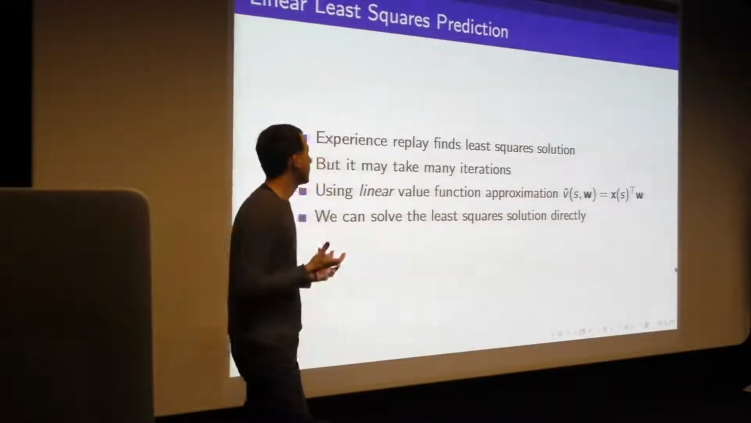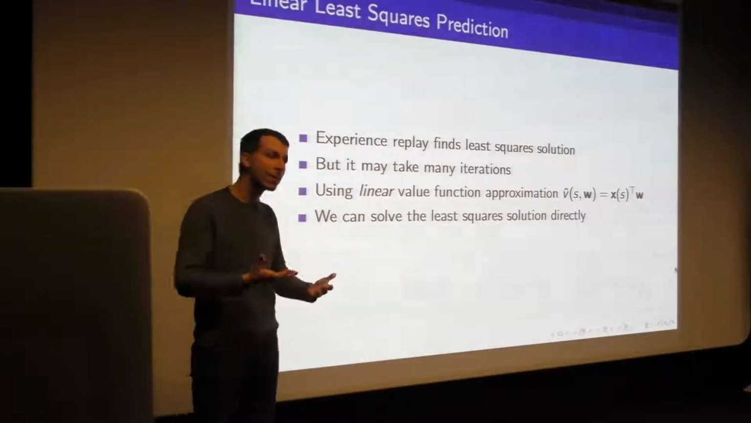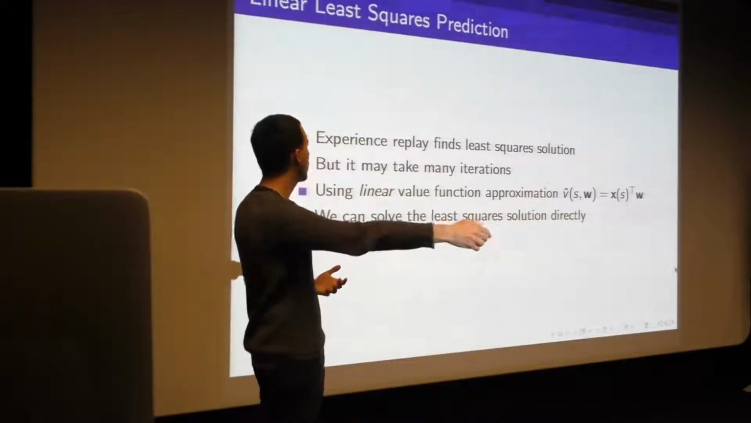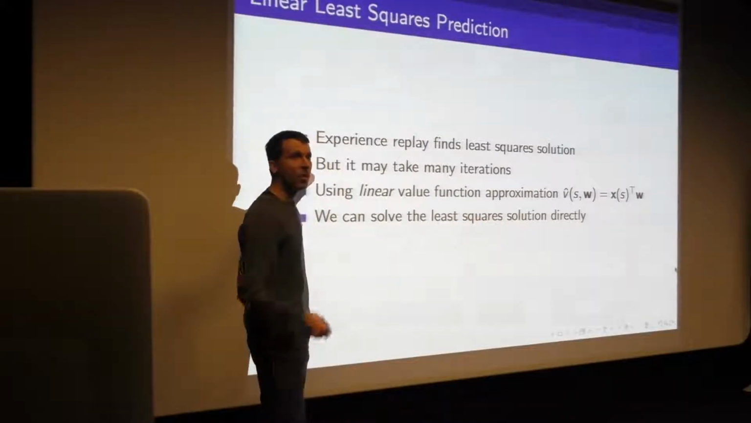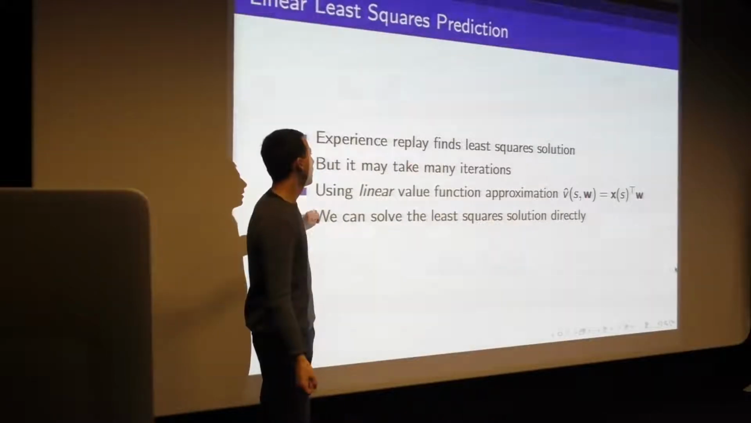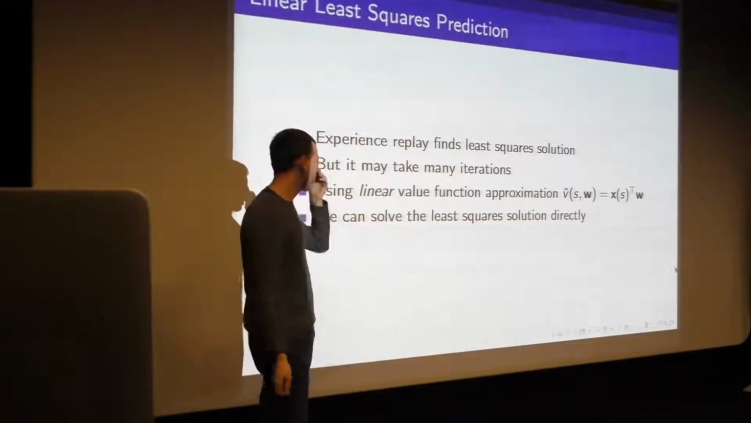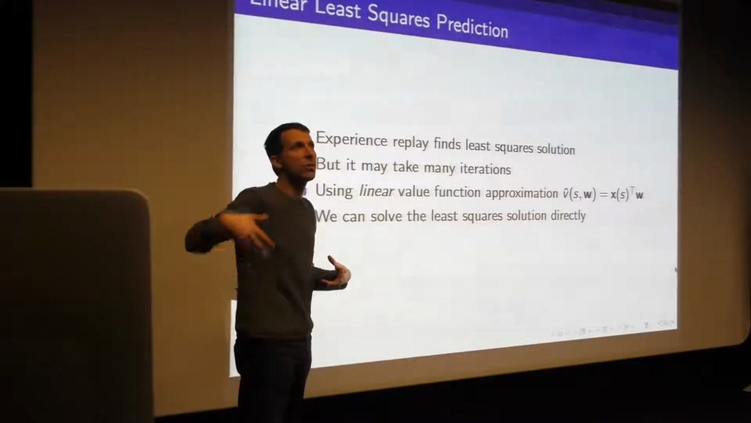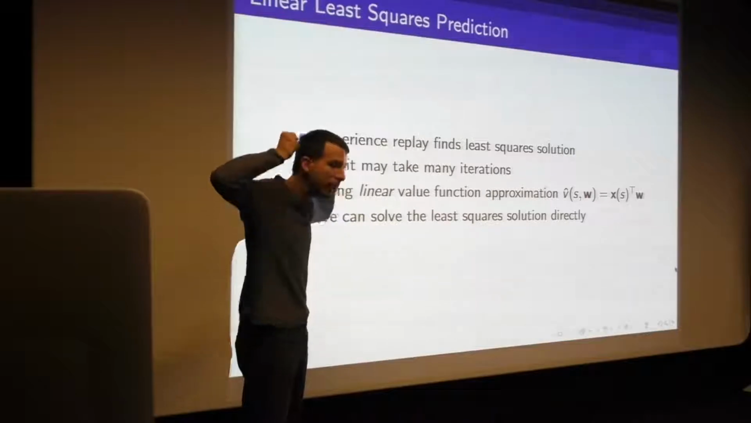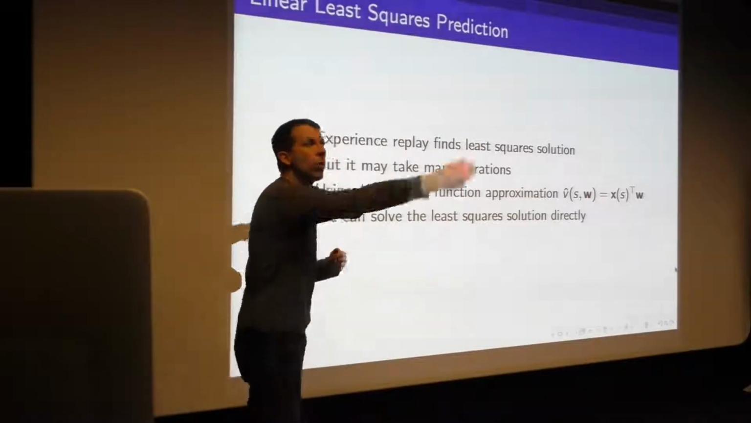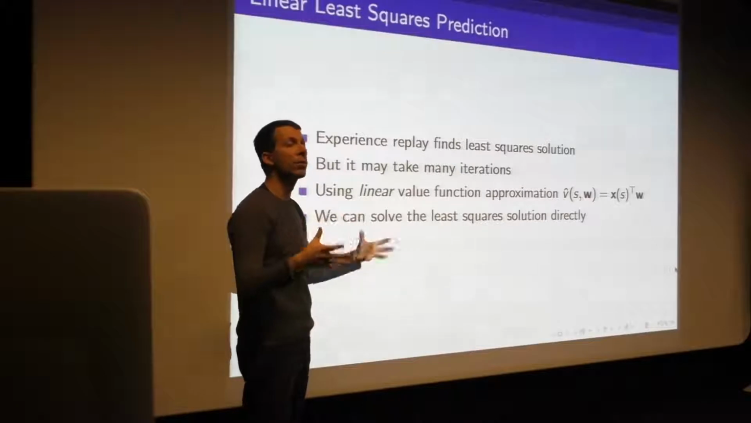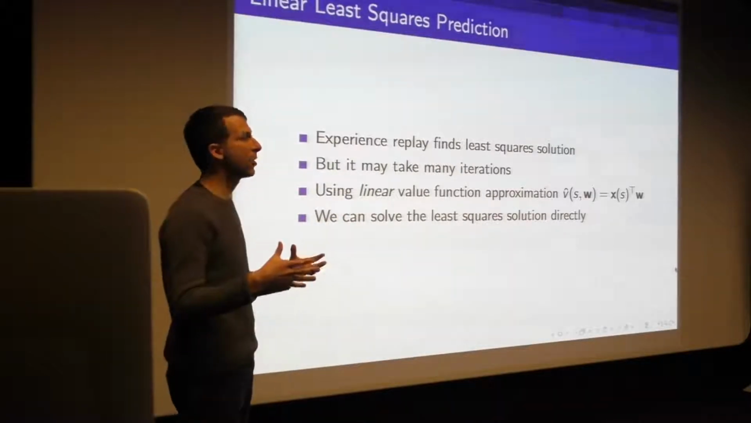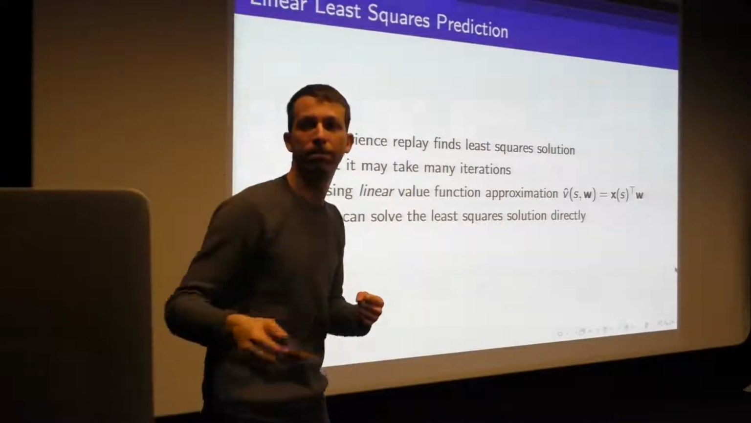So why should we care about this? We have this method of experience replay. It's very effective. It's incremental. It's anytime. You do as much replay as you want, and you get closer and closer to the solution. But sometimes it can take many iterations to really get to that least squares solution. And if we really are using linear function approximation, with more computation per iteration you can do a little bit more in one step and jump all the way to the correct least squares solution, in closed form. So you can do your policy evaluation step in one jump.